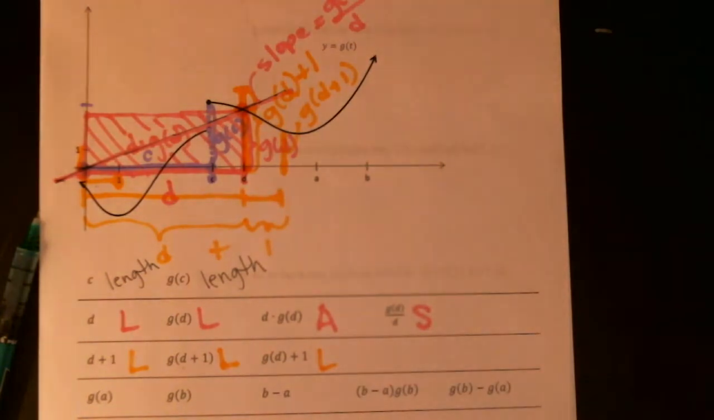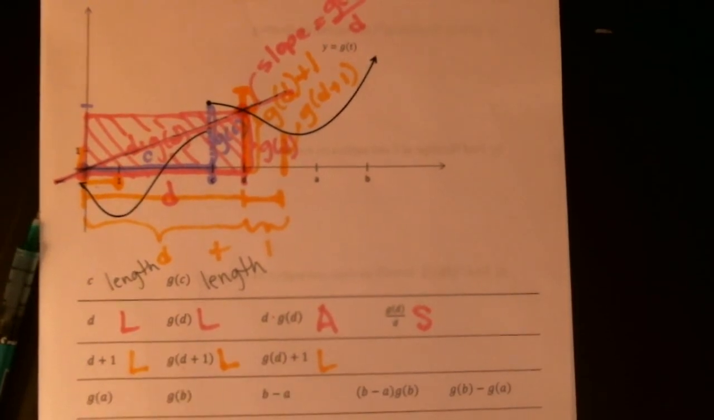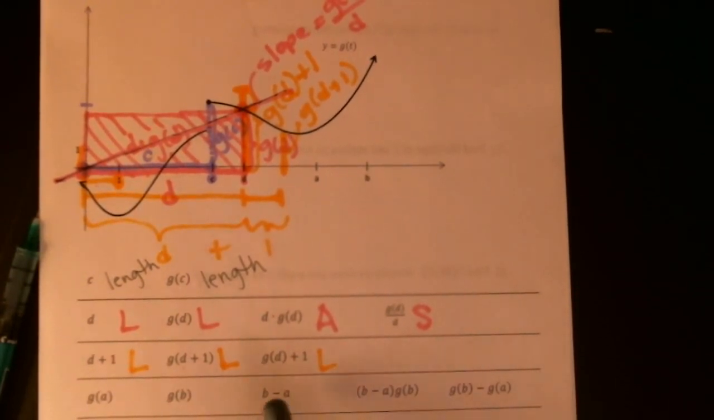So all of those are lengths. They're all X values or Y values, but we messed around with them a little. So 1 was add 1 to your X and then find your Y, and 1 was add 1 to your Y.